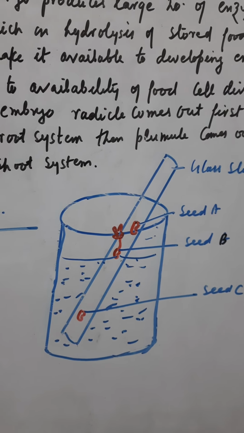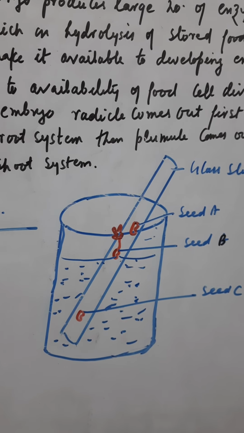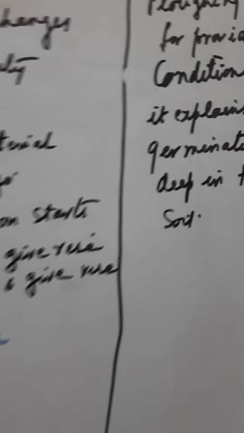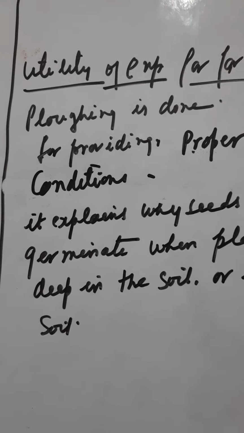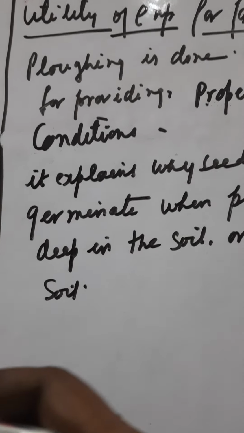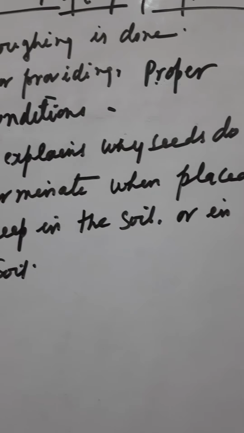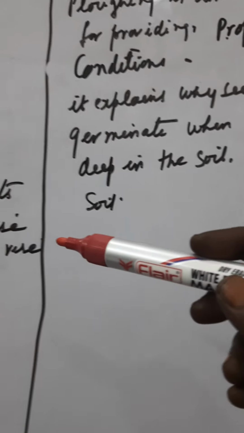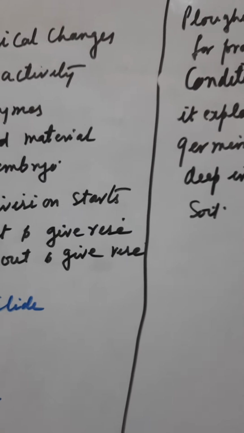It also explains why farmers plow their field before sowing seed. So this is the utility of the experiment for farmers, that plowing is done for providing proper conditions like you have studied over here, and it explains why the seeds do not germinate when placed too deep in soil or in compact soil. So today we have finished till here.